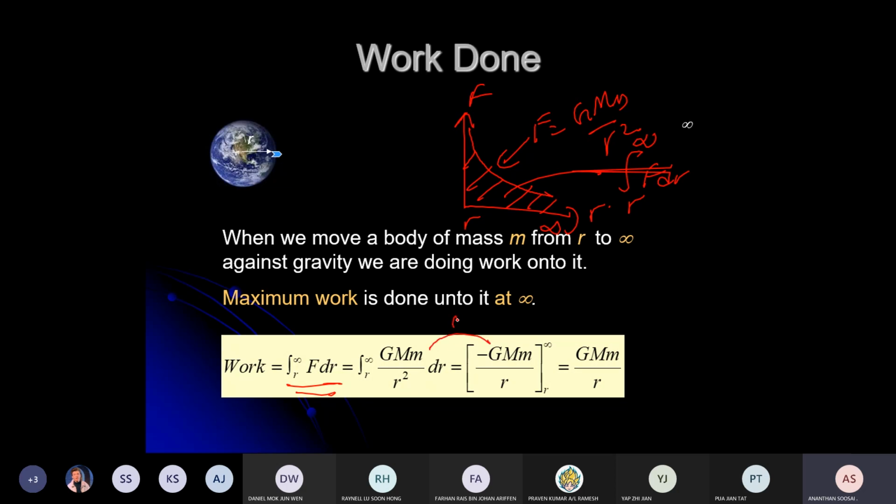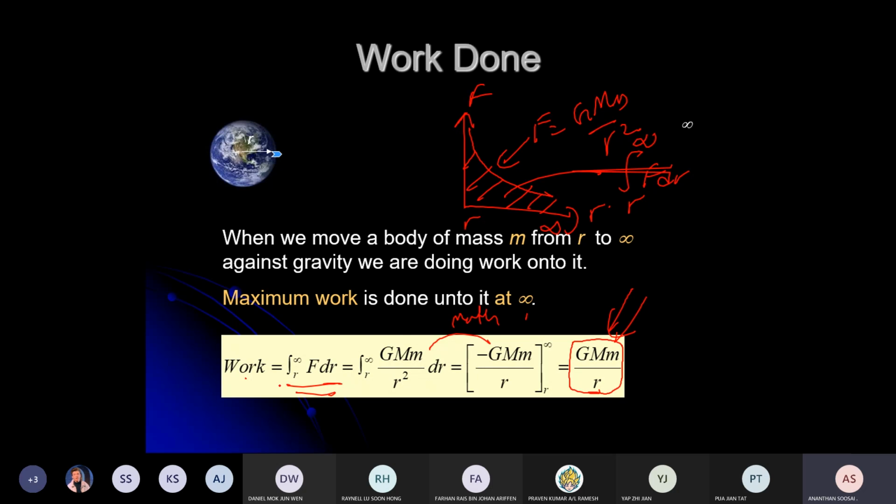From here to here, recall your maths for integration. How do you integrate it? It becomes negative GMm over r, with infinite r. You put infinity inside, minus the r, and end up with this formula. So in physics, we're just focusing on this formula. The work done to bring from r to infinity is GMm over r. This is the work done.